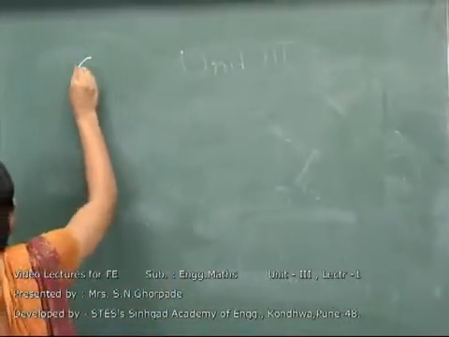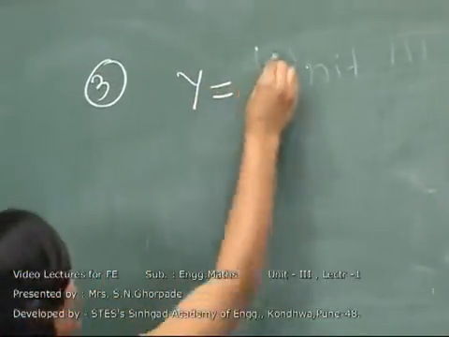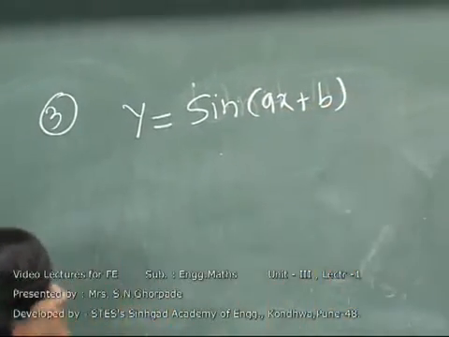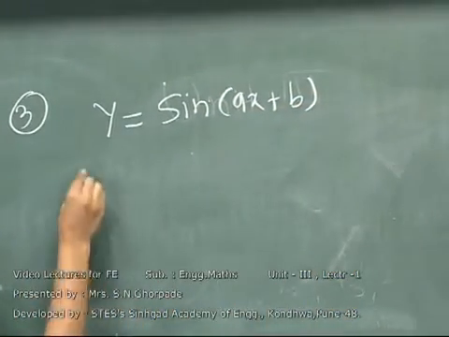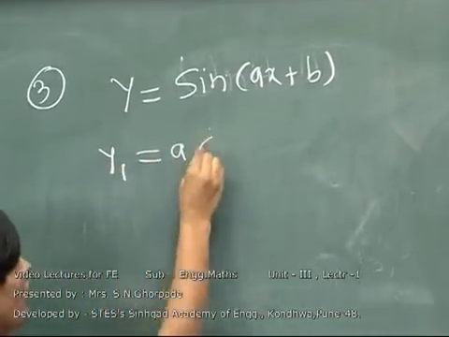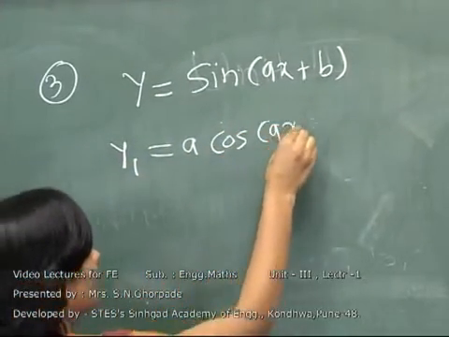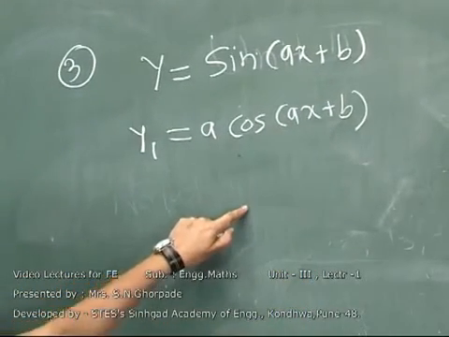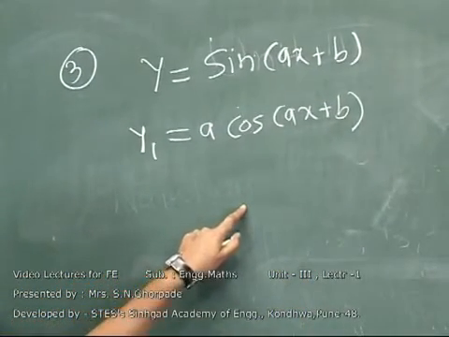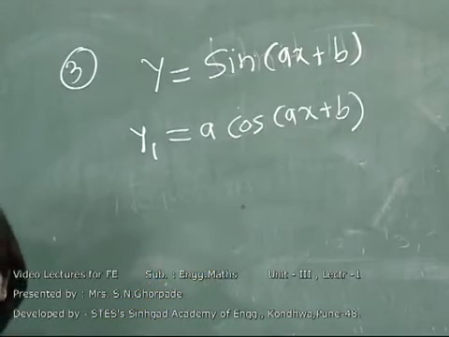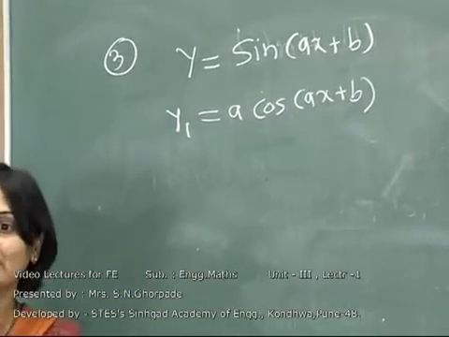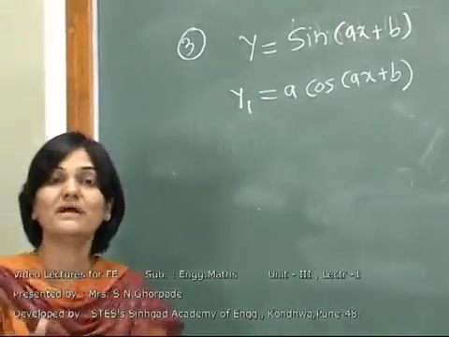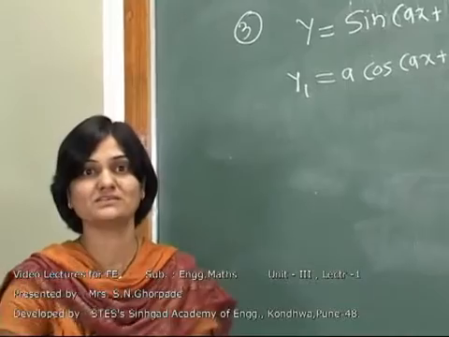Now third function, we'll consider y equal to sine of ax plus b. Its first derivative is a cos of ax plus b. When I'll find its second derivative, it will be what? Minus sign. Third derivative will be minus cos. That is, alternately we'll get plus cos, minus cos, and so on. But we can't write general term in this case.